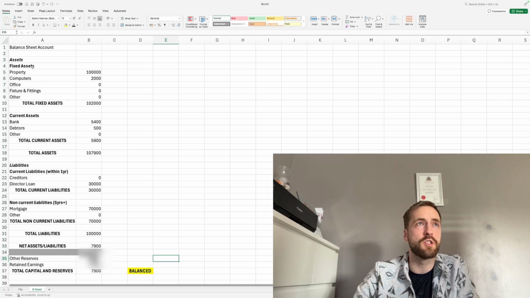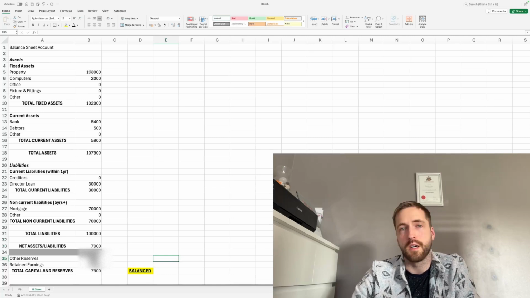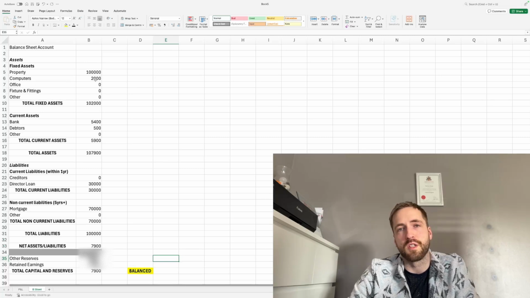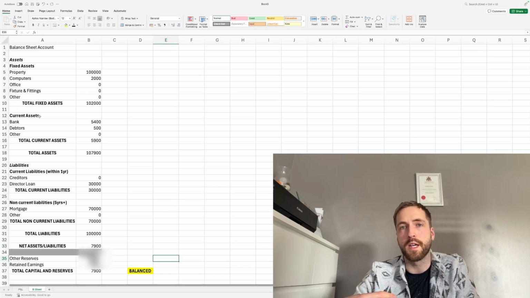So within the balance sheet, you look at your assets. So first your fixed assets. For my business, it's a property at £100,000. Computers, £2,000, just a rough figure. Office, some other stuff, etc. are 0. So you have fixed assets at 102,000. Current assets are things like how much money is in your bank, and you have someone that owes you money, so you capture that in here.